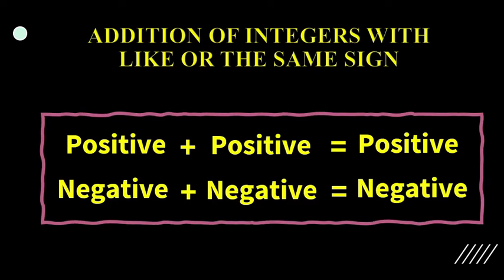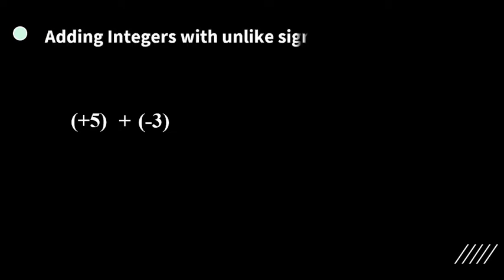Now, let's analyze and solve this one. Positive 5 plus negative 3. As we can see here, we will be adding integers with unlike or different sign. Let us solve this using number line.